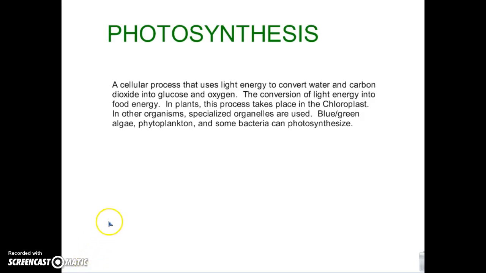For an overview of photosynthesis, we have to understand that it's a cellular process that converts water and carbon dioxide into glucose and oxygen using light. Okay, so here's the definition, a little more information. There are other organisms other than plants that undergo photosynthesis, like blue-green algae, phytoplankton, and some other bacteria. They can also photosynthesize by changing chemical energy using light into food energy.